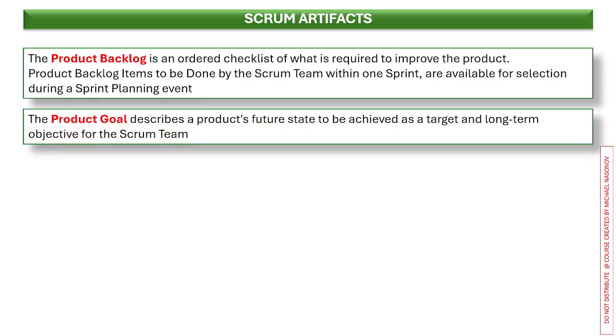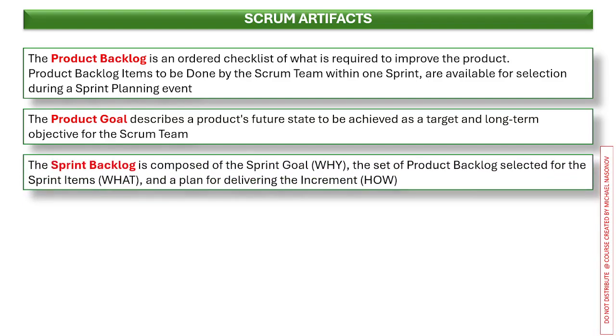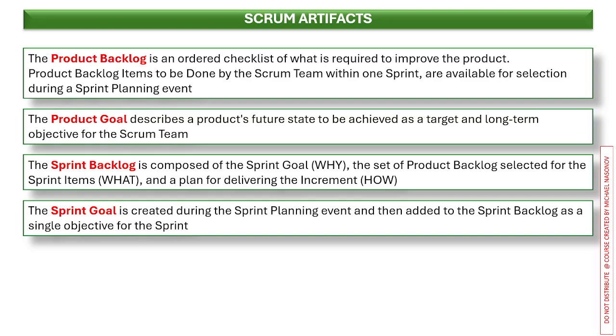The product goal, the next artifact, describes a product's future state to be achieved as a target and long-term objective for the Scrum team. The sprint backlog is composed of the sprint goal, or why, a set of the product backlog items selected for the sprint, which are what, and a plan for delivering the increment, or how. The sprint goal is created during the sprint planning event and then added to the sprint backlog as a single objective for the individual sprint.